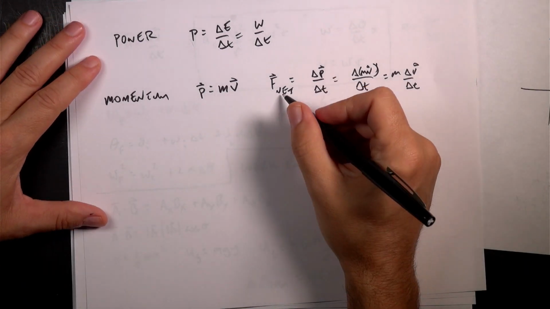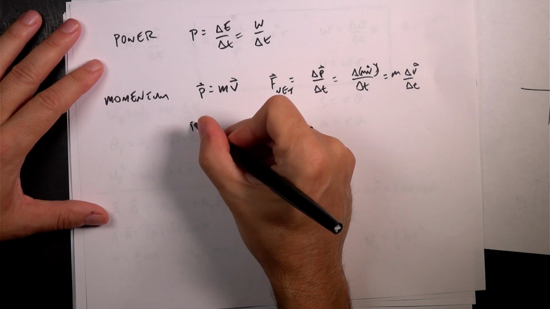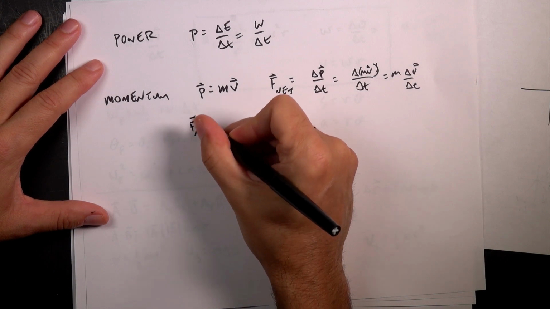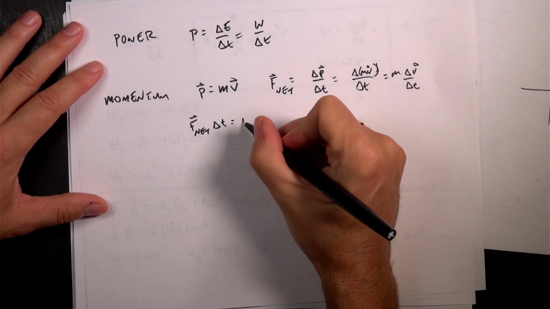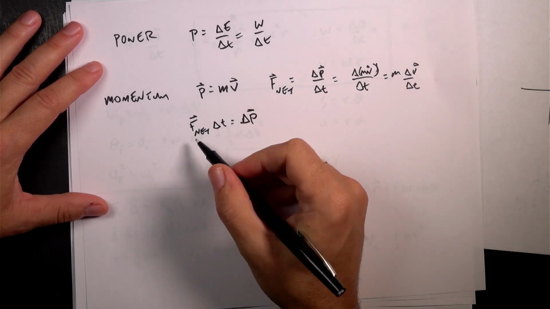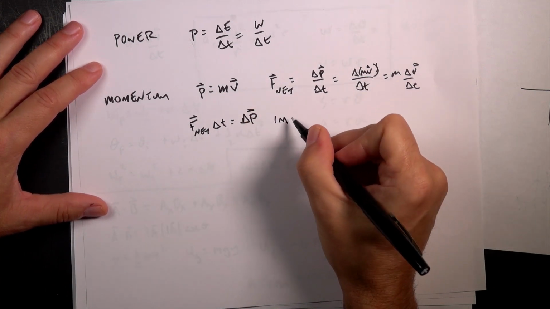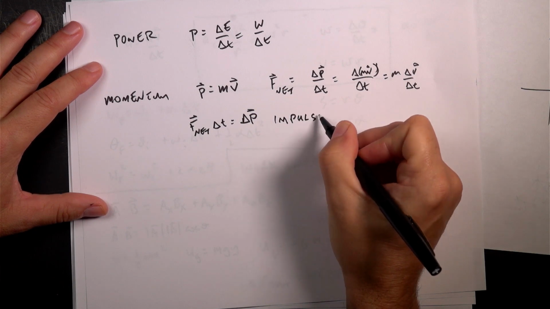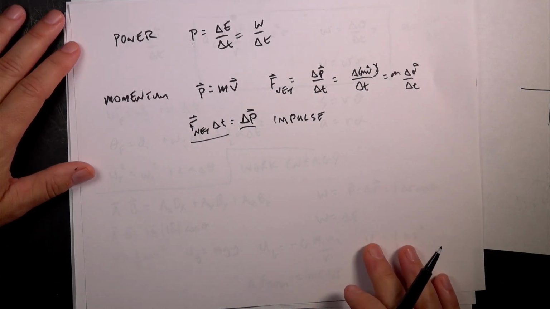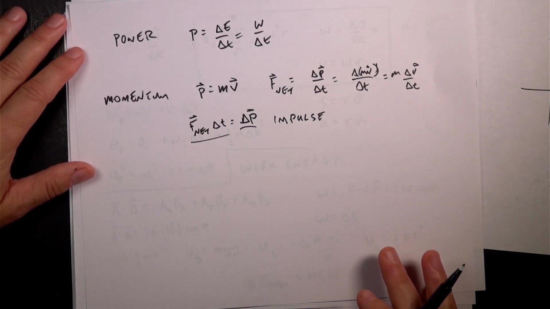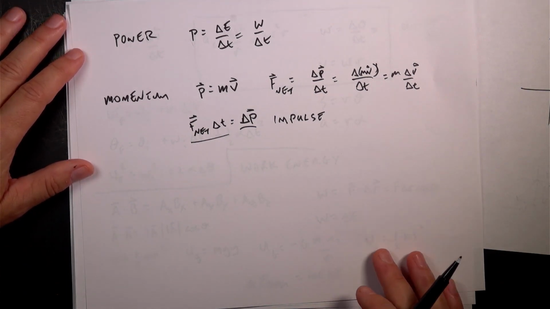Now, a lot of times you'll see the momentum principle like this. F net delta t equals delta p. And then they call this impulse. I don't even know why. So that's impulse and that's impulse. It's just, I don't know. I have no comment on that. That's just what it is. It is what it is.